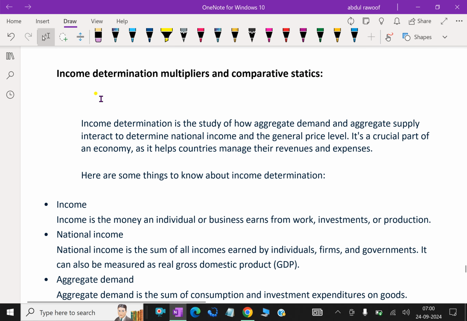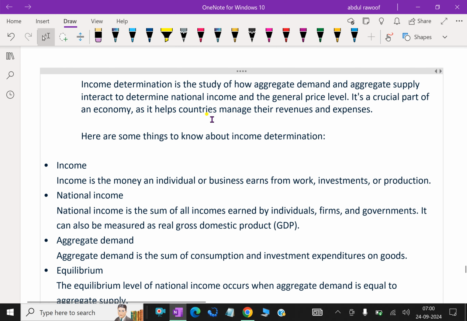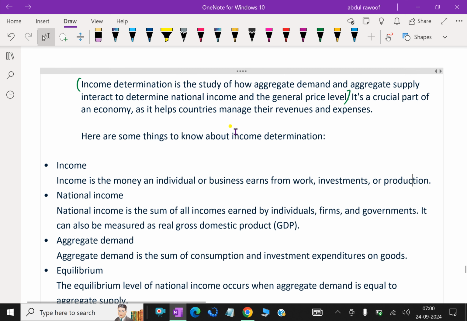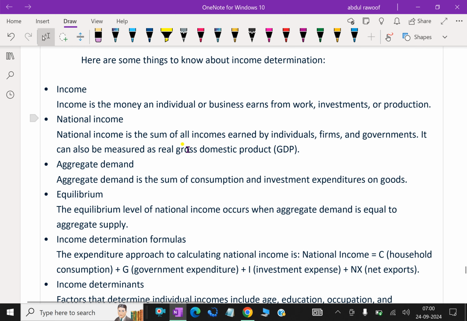Next, income determination, multipliers and comparative statics. Income determination is the study of how aggregate demand and aggregate supply interact to determine national income and the general price level. It is a crucial part of an economy as it helps countries manage their revenue and expenses. Here are some things about income determination.